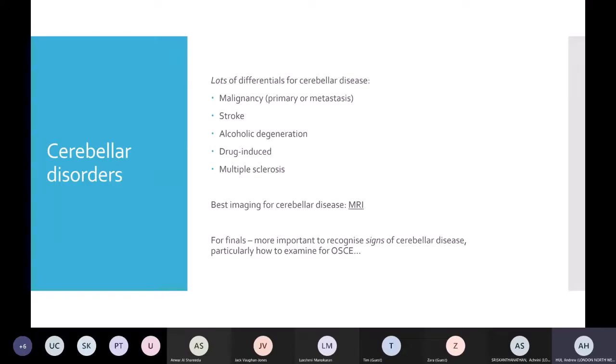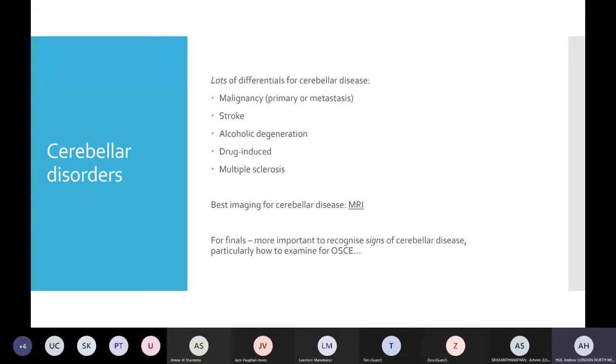Of course, the acquired causes of cerebellar disease are more common, and your congenital or your hereditary causes are much more rare. Sometimes people talk about spinocerebellar ataxias or Friedreich's ataxia, which I won't go into too much today because they are very niche and very specific. Unless someone has questions about them, I'm happy to talk about them. But I think in the essence of time, we won't cover those today.